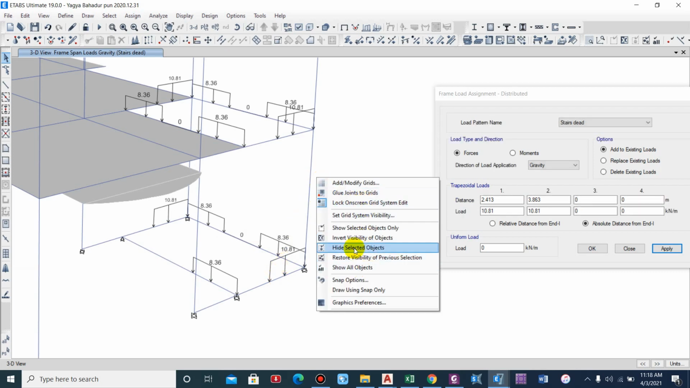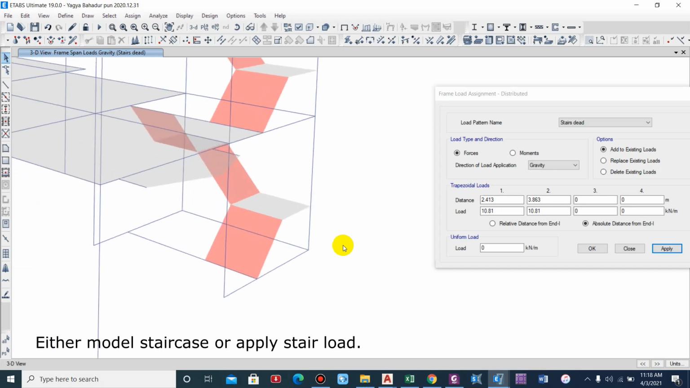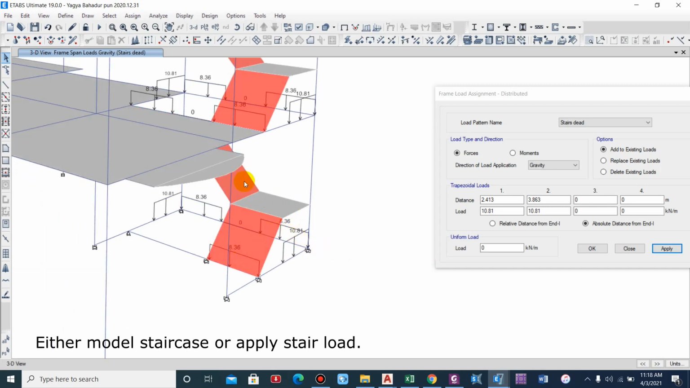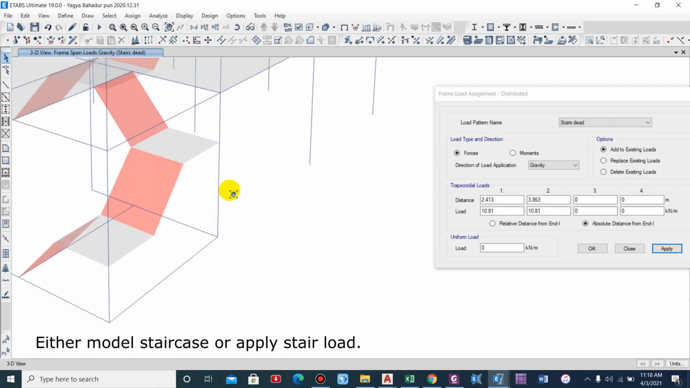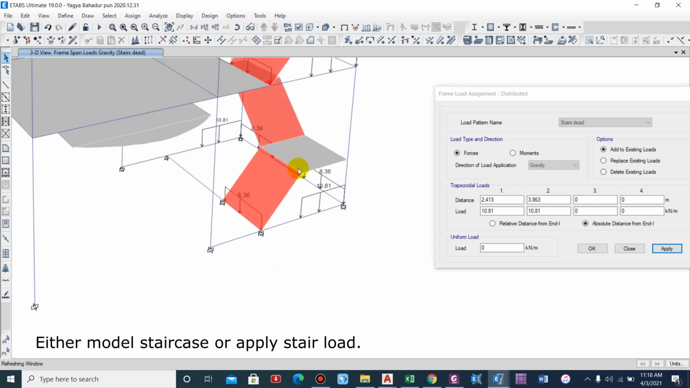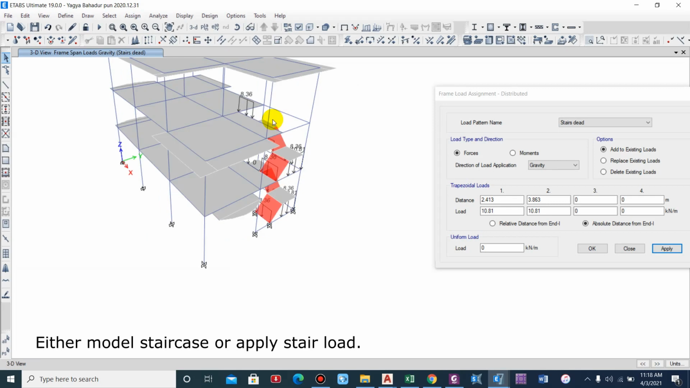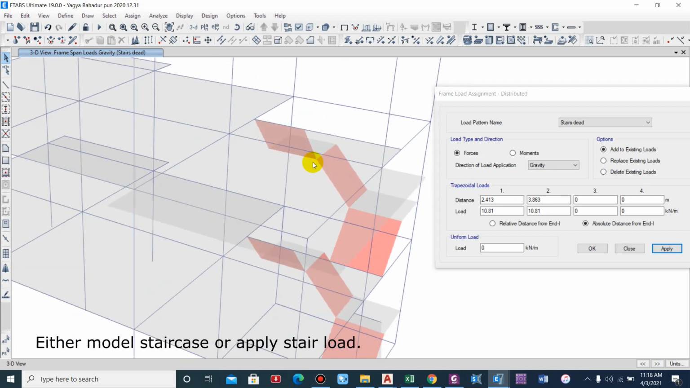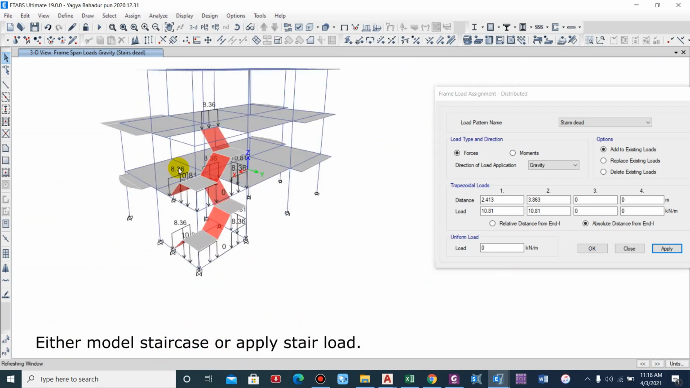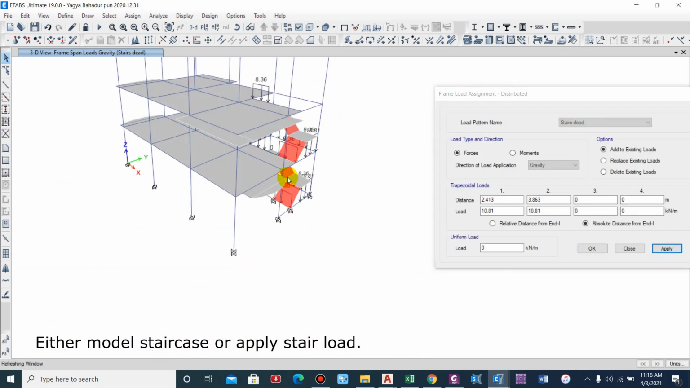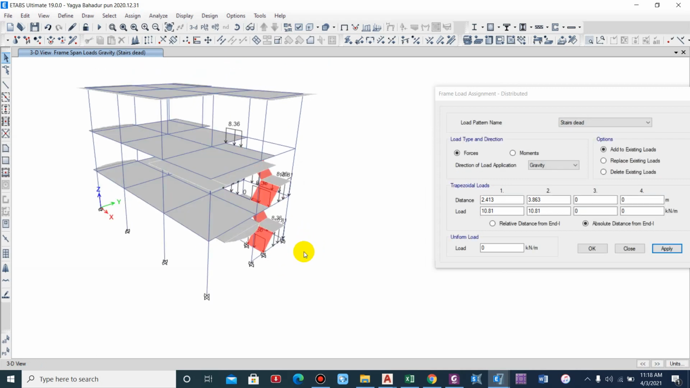So let me unhide the object. So you can understand now. The load of this flight is acting on this beam, half of the load is acting on this beam, and half of the load is acting on this beam and on this beam. As there is nothing further, only a single flight load is acting on this beam, and that is for 1.27 meter, the width of this staircase. So in this way the load is applied, and you can check the staircase loading, and you can finally analyze the building.